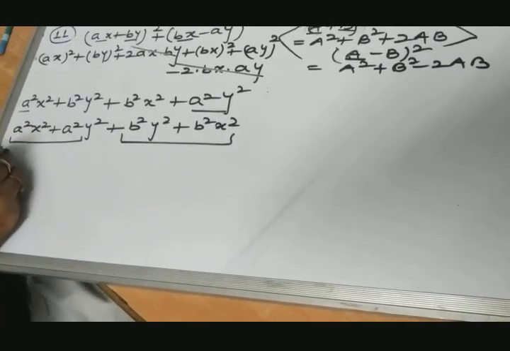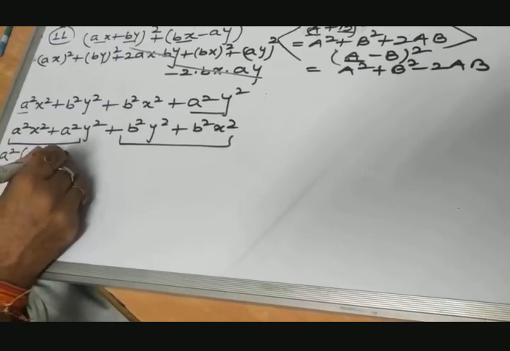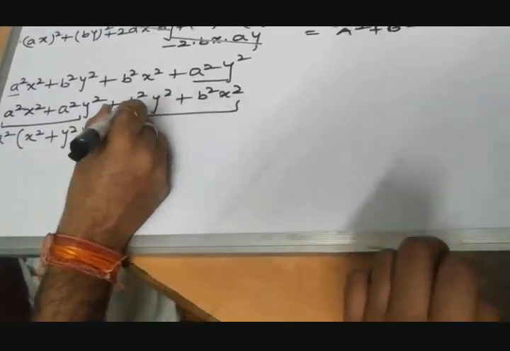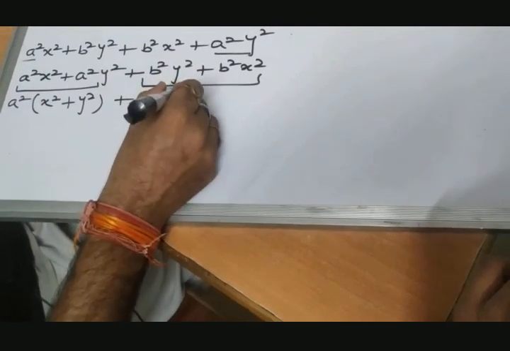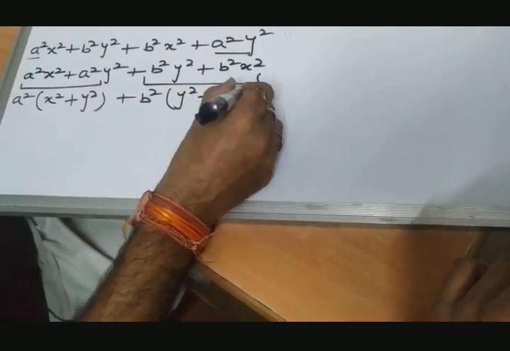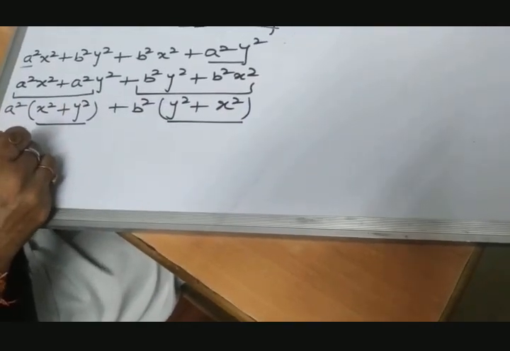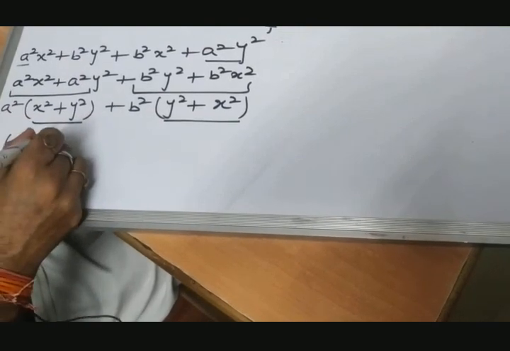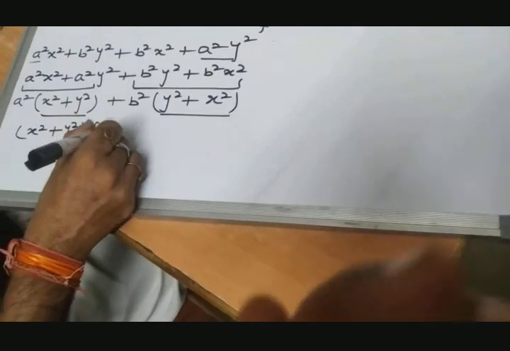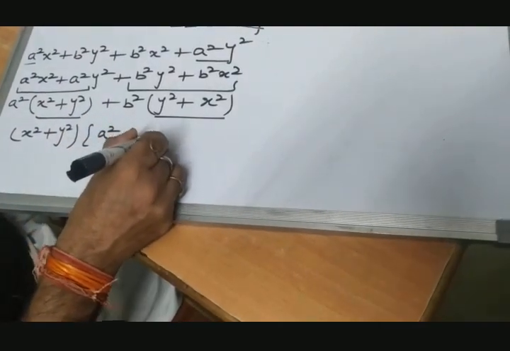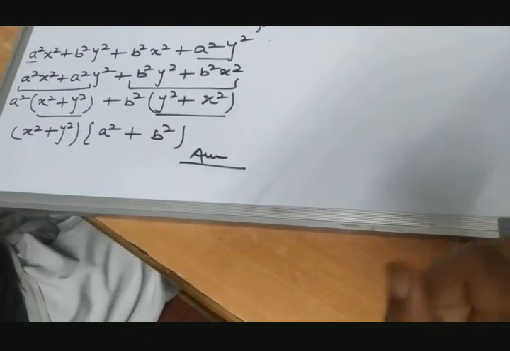So here a² is taken as common: a² cancels, x²; a² cancels, y². In the second group, each term contains b² as the coefficient, so b² is common: b² cancels, y²; b² cancels, x². Both terms contain x² and y², so we take x² + y² as common. x² + y² cancels, and we get a² + b². Answer is (x² + y²)(a² + b²).